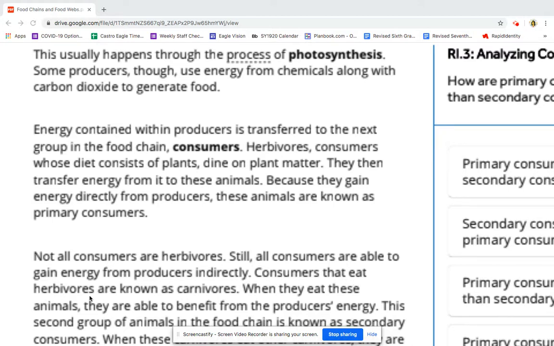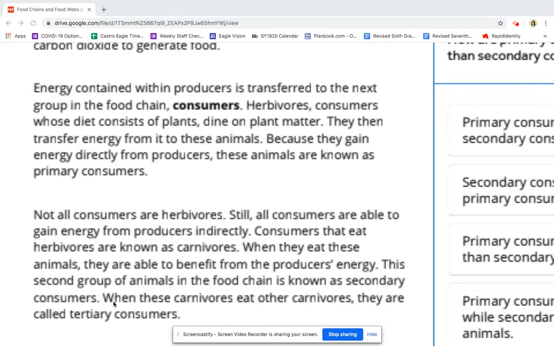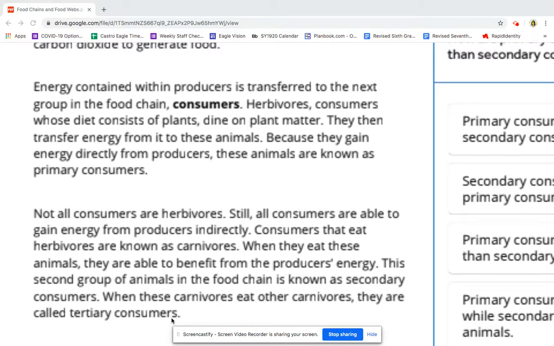Consumers that eat herbivores are known as carnivores. When they eat these animals, they are able to benefit from the producer's energy. This second group of animals in the food chain is known as secondary consumers. When these carnivores eat other carnivores, they are called tertiary consumers.